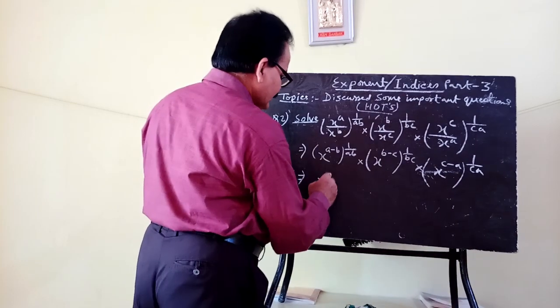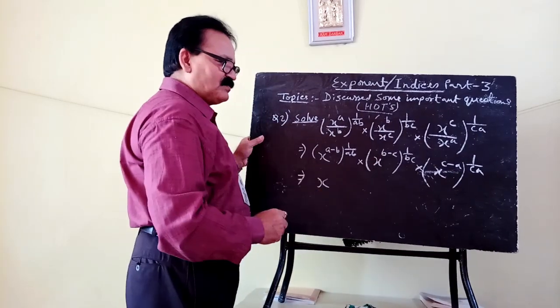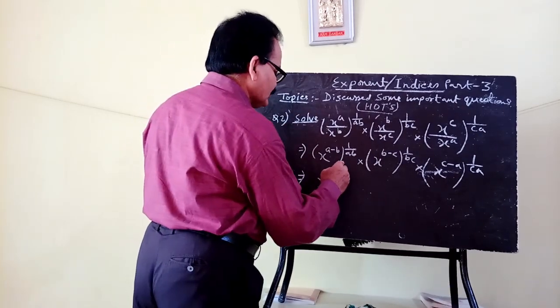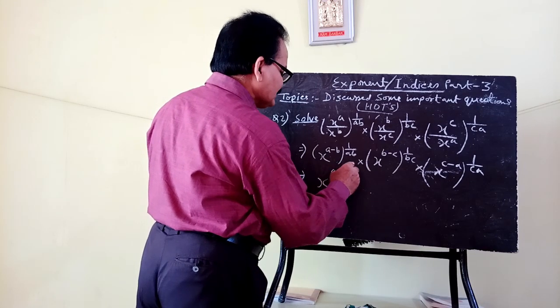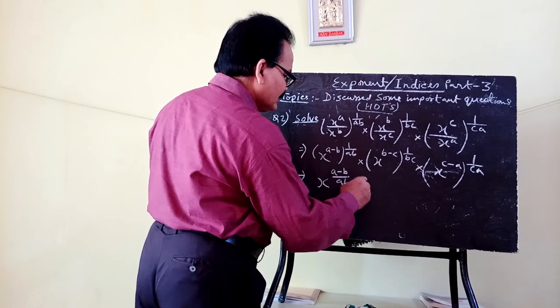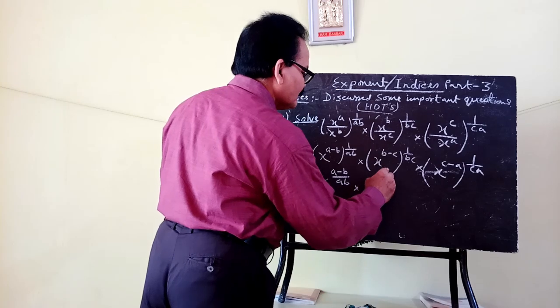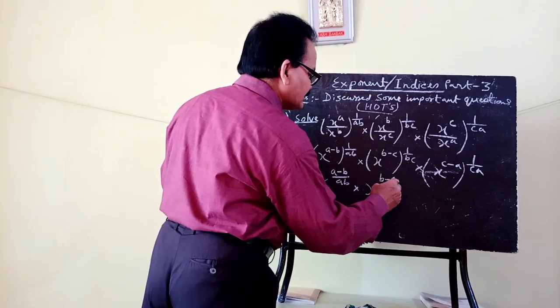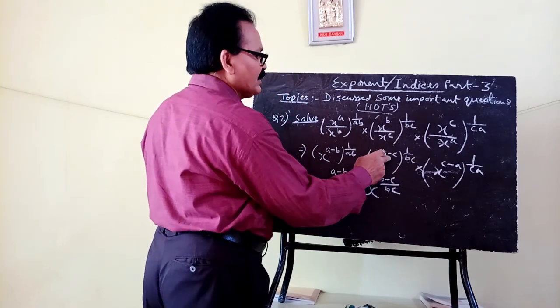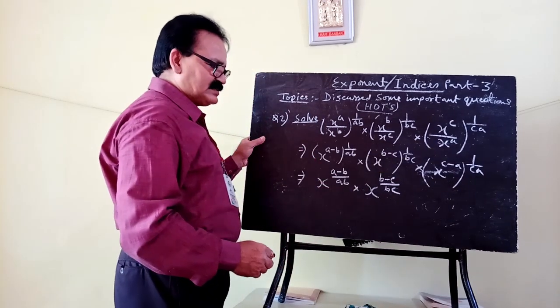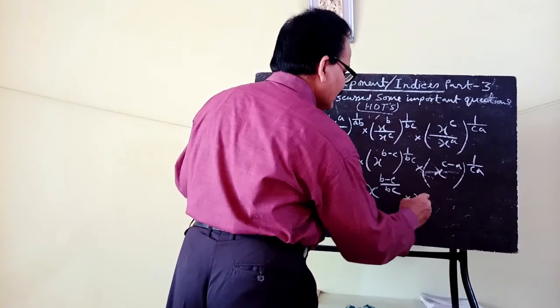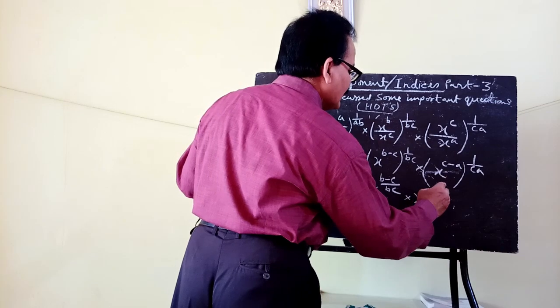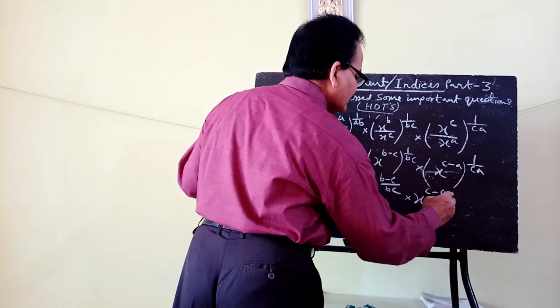Then you use your power law. This will be x to the power a minus b by ab, into x to the power b minus c by bc, because you are multiplying b minus c with 1 by bc. Similarly, x to the power c minus a by ca.